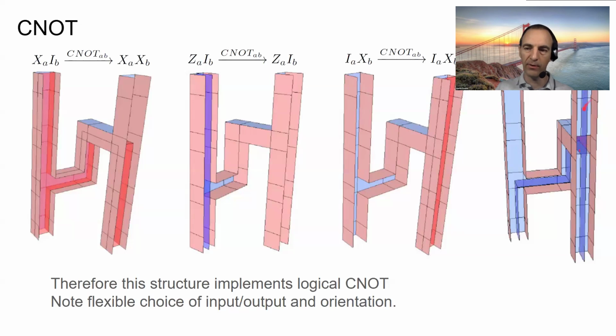And again, I've stripped off the front blue wall, but you can see that this blue correlation surface must stick to this blue surface, must go down here and out. And we have shown the four mappings of logical operators we need to prove that this structure implements a logical CNOT gate.